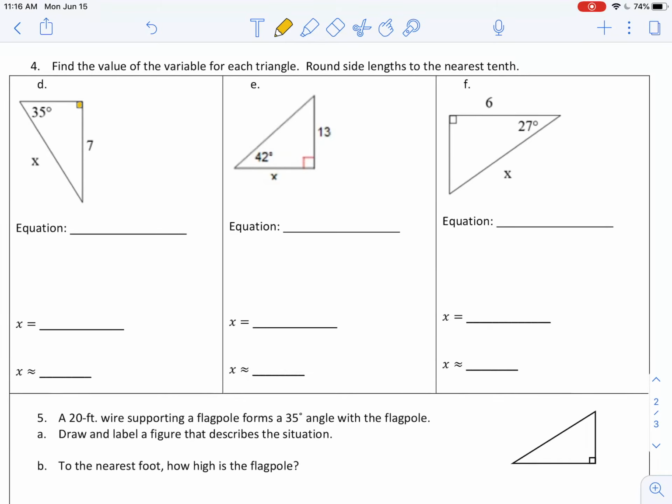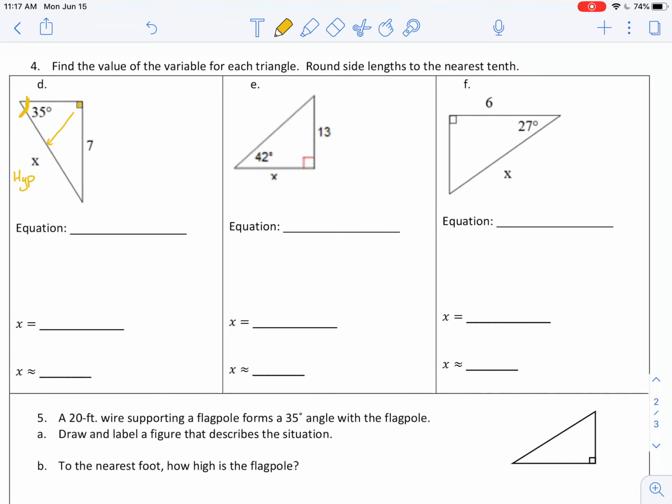So example 4, still going to put my labels. Here's my right angle. Across from the right angle is always the hypotenuse. And then I label from the acute angle. And in this picture, the 35 degrees is the acute angle. So one of the unlabeled sides will be the opposite leg, one will be the adjacent leg.